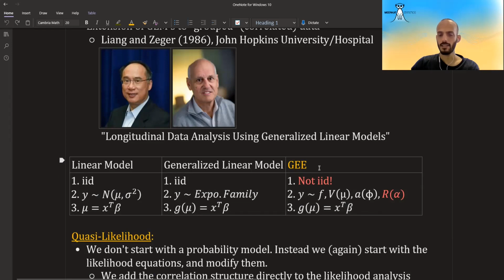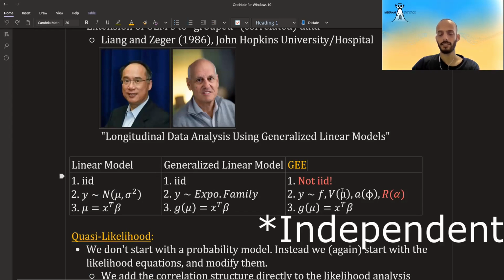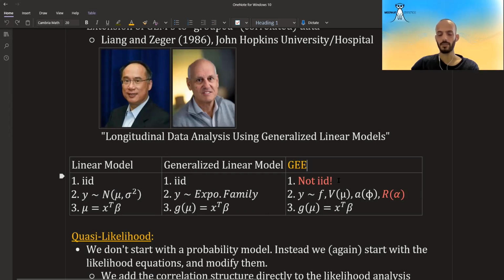In GEE, we basically say that the assumption that the observations are identically distributed is not valid anymore. The observations come in groups. In those groups, we expect to have some correlation between the observations. So they are not IID. This assumption is no longer valid.